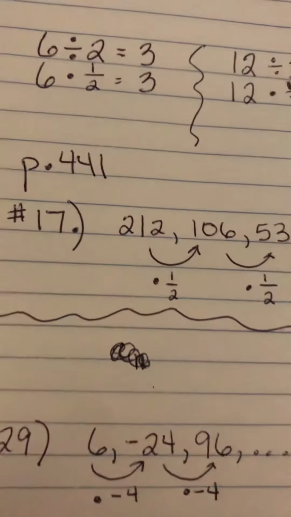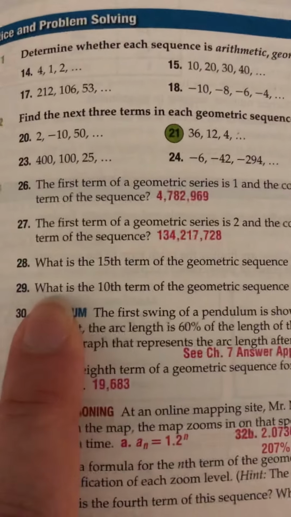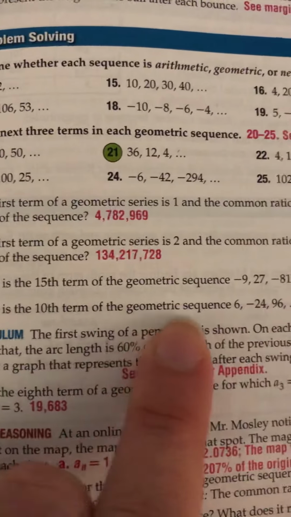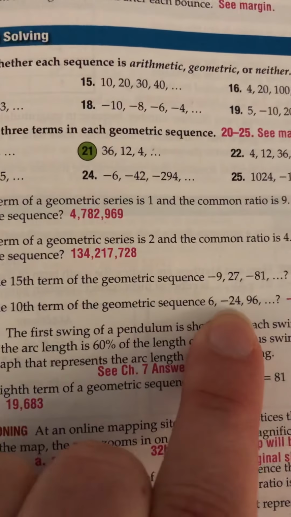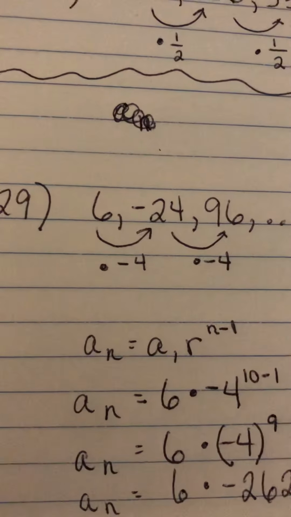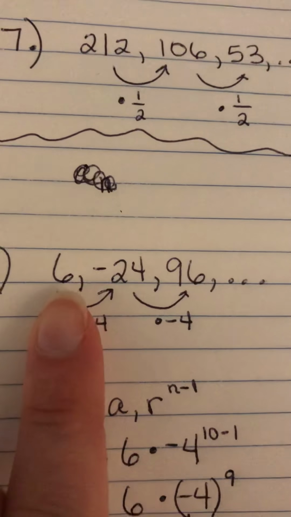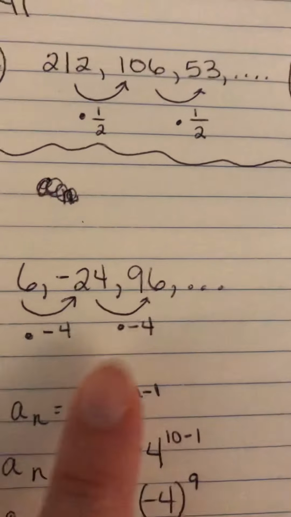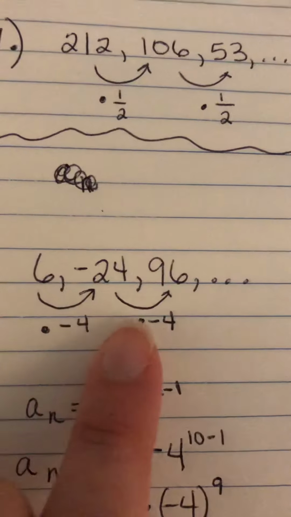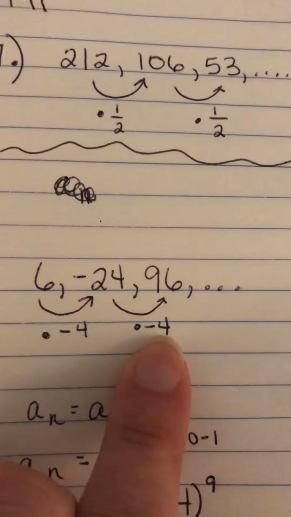And then I chose number 29. They asked you, what is the 10th term of the geometric sequence 6, -24, 96? So step 1, as they showed you in the examples, is that you have to find the common ratio first. So there's one of those where you're going from positive to negative to positive, so I knew I had to be multiplying by a negative something to make that happen. And it ends up being times -4, times -4.